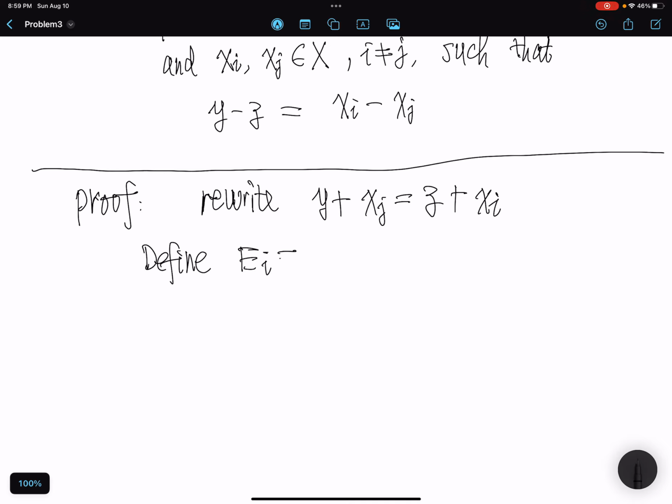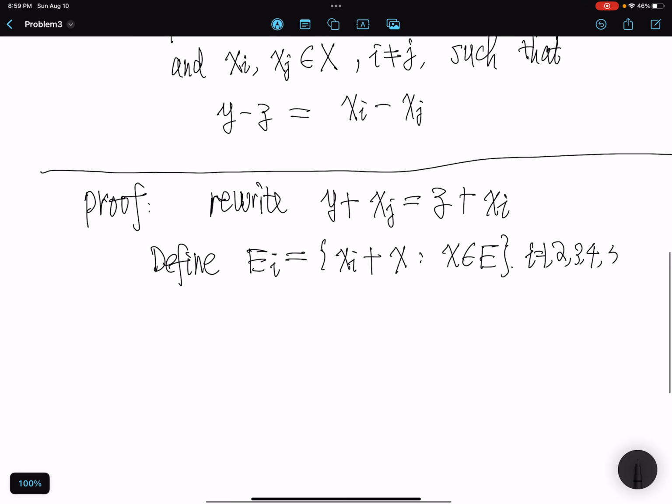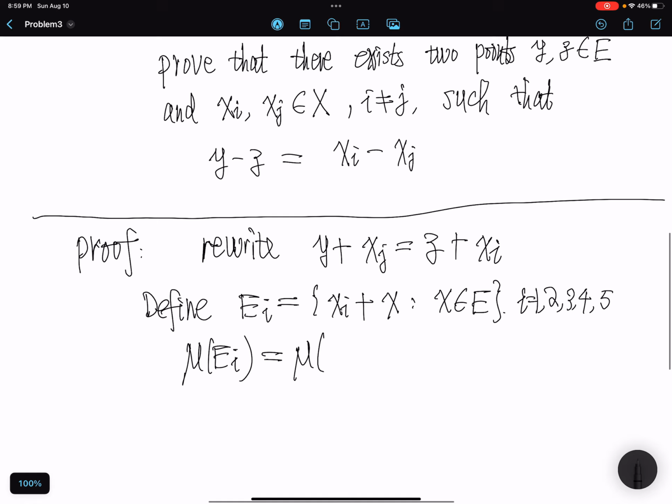let's say define E_i to be the translation of E, which is all the x_i plus x, where x is in E, and this i is 1, 2, 3, 4, 5. Now we can see, because this is a shift of this, the Lebesgue measure is invariant under translation. So we know each Lebesgue measure of E_i is exactly the same as E, which is 1/2.